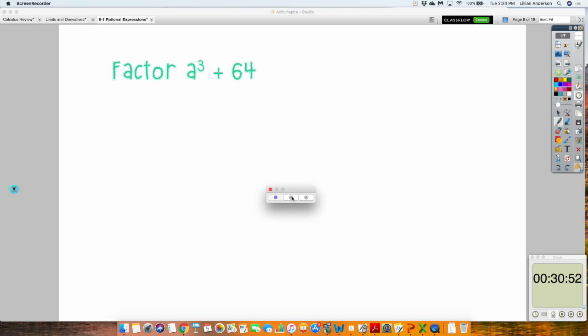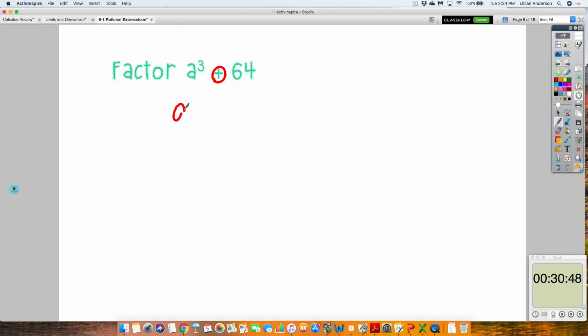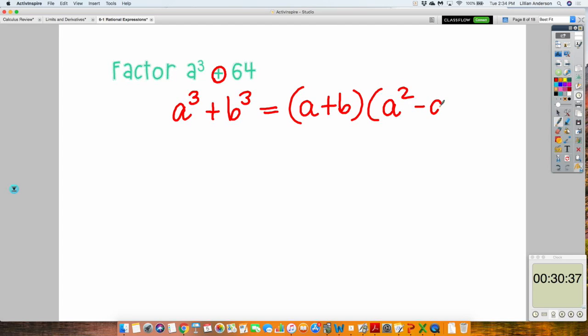Are these perfect squares or perfect cubes? They're perfect cubes, and on top of that, it's an addition symbol. So that means you're going to be using the one that looks like this. It breaks down to be a plus b times a squared minus ab plus b squared. What's a going to equal? a. And b is going to be?